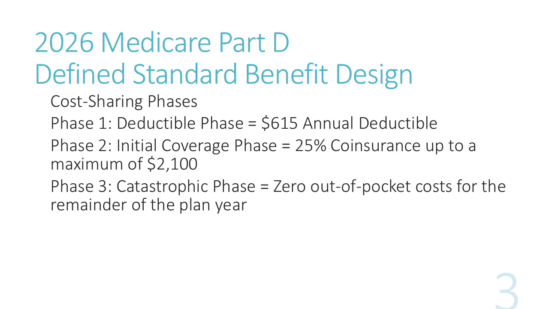And third, the catastrophic phase, when an individual pays zero for their prescription drugs for the remainder of the calendar year. Remember, all drug plans use the same standard benefit design. What a beneficiary actually pays may be less if the plan uses the next method.